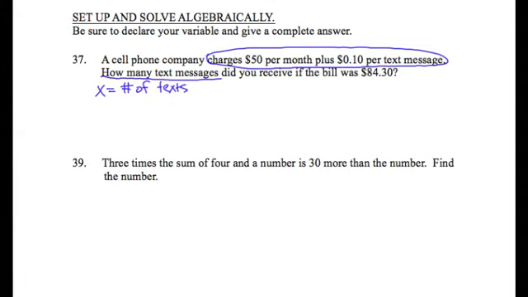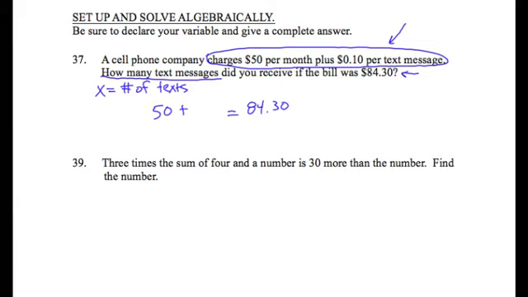And then the other part of our equation is that we got charged this month $84.30. So there's the other side of our equation. And of course, in an equation, we want an equal sign. I think the easiest side to write down is that this $84.30 was how much we got charged. Now the left side of our equation is going to be how we figure out or come up with that charge. Well, it's $50 per month, so that's a flat fee. So that's just straight up 50.